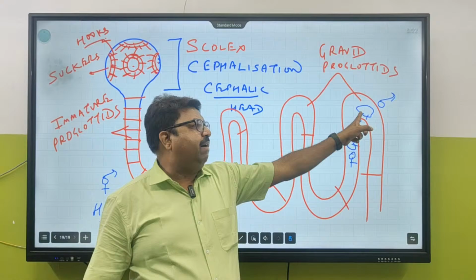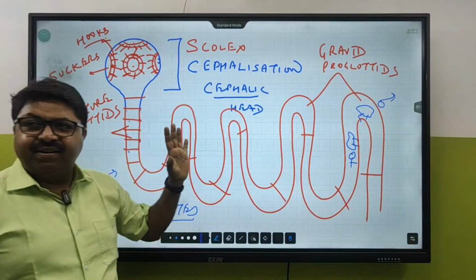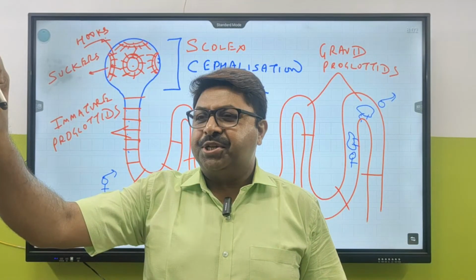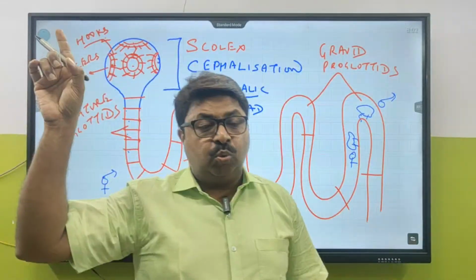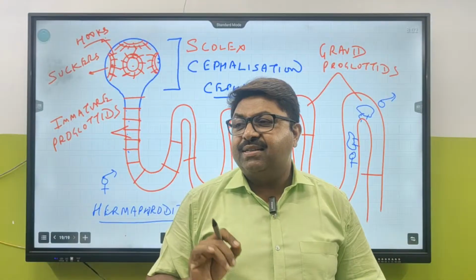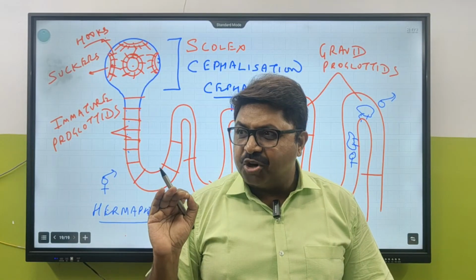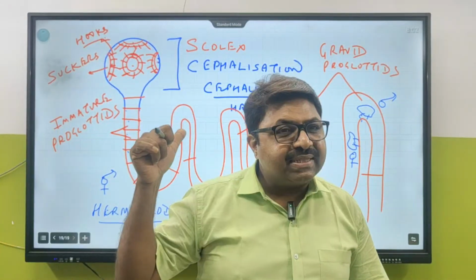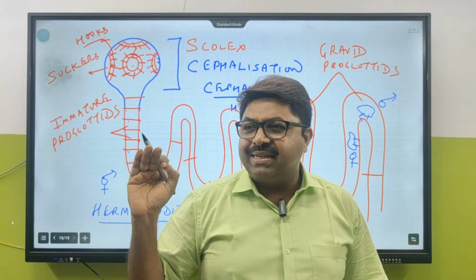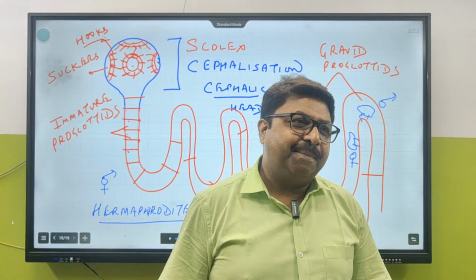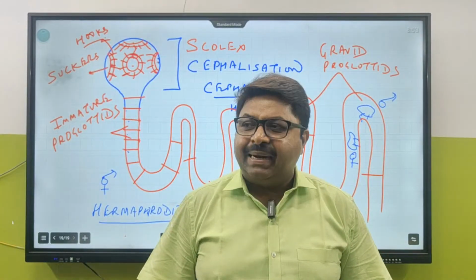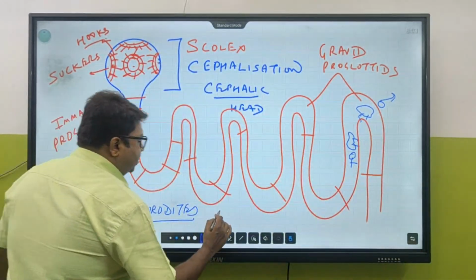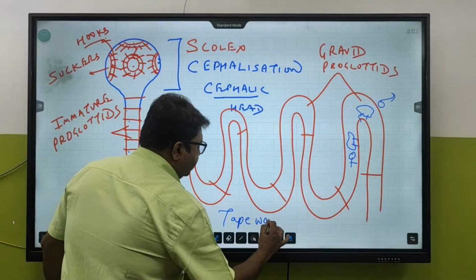Every other gravid proglottid has testis and ovary. But what about this? Immature proglottids don't have testis and ovary. So can we call them metameric segmentation? What is metameric segmentation? In earthworm, every segment contains nephridia, the excretory organ, in a repeated fashion. What about this? No. So we call this pseudo-metamerism. Pseudo means false. It seems to have metameric segmentation, but actually it is not. So they show pseudo-metamerism. So this is the structure of tapeworm.